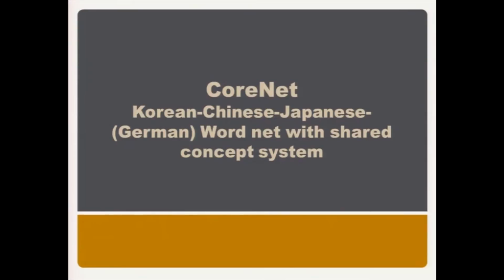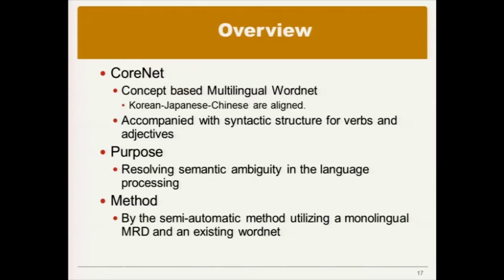I also developed CONET, the Korean, Chinese, Japanese shared concept WordNet. CONET is a concept-based multilingual WordNet for Korean, Japanese, and Chinese, not referencing any English concepts, but focusing only on Japanese, Korean, and Chinese. We provide syntactic structure with semantic features for verbs and adjectives. The purpose was to resolve semantic ambiguity in language processing. The construction method was semi-automatic, utilizing a monolingual machine-readable dictionary and an existing WordNet.